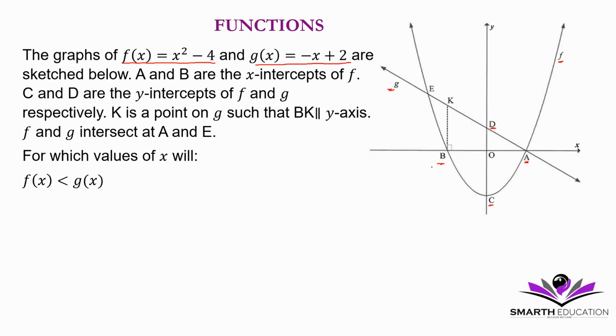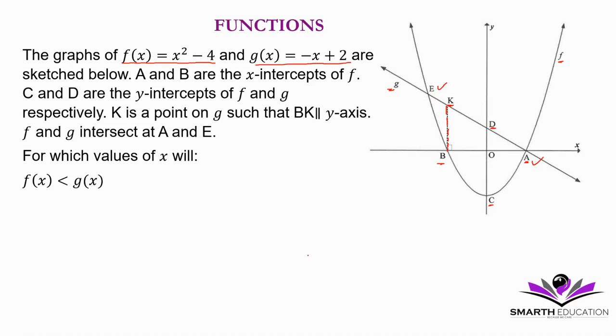K is a point on g so that BK is parallel to the y-axis, meaning that BK is a vertical line. f and g intersect at A and E.